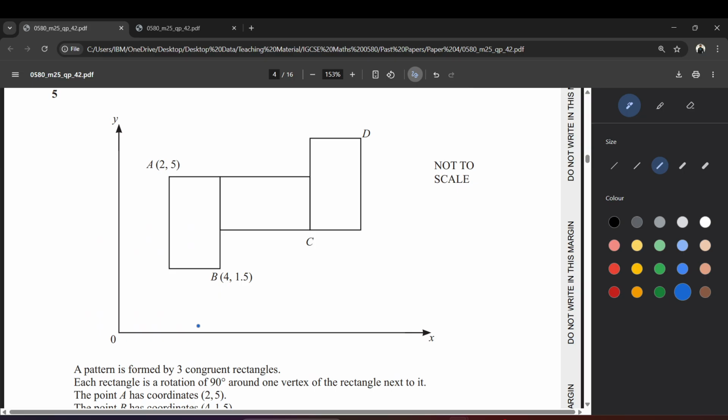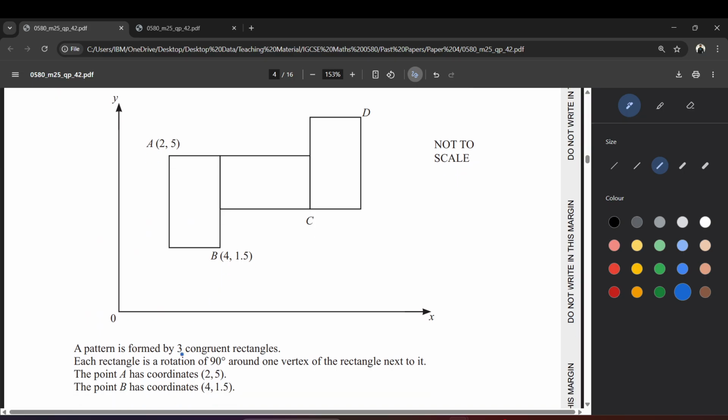All right. Now it says that these are three congruent rectangles. That means that they are identical to each other. Their dimensions and their angles are exactly the same as compared with each other. So if I work out the dimensions of the rectangle, we can see that the x value of A is 2. The x value of B is 4. So that means the difference between the x coordinates of A and B will give us the length of the rectangle. So this should be 2. 4 minus 2, that will be the length of the rectangle.